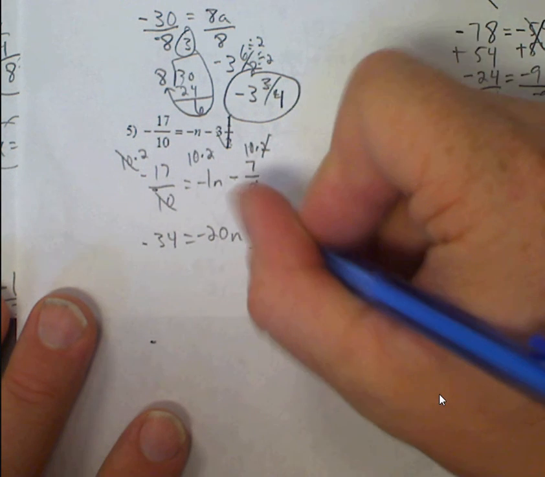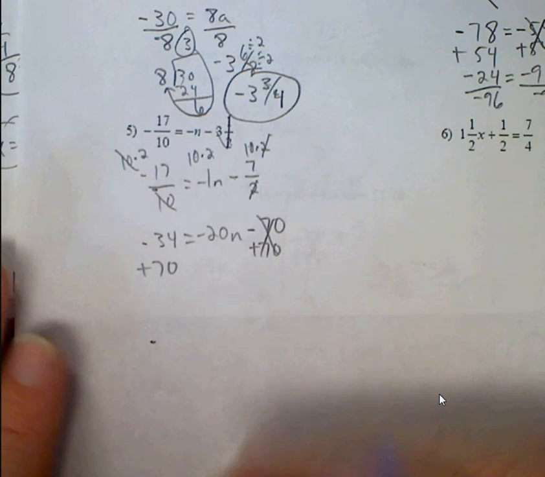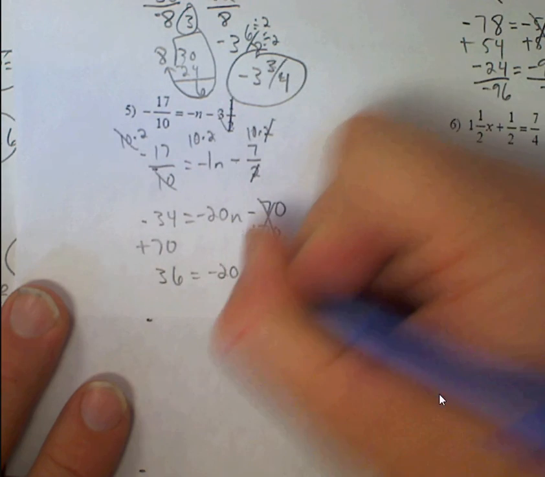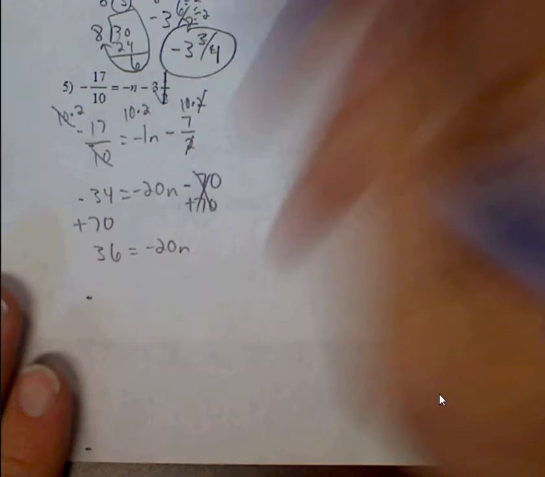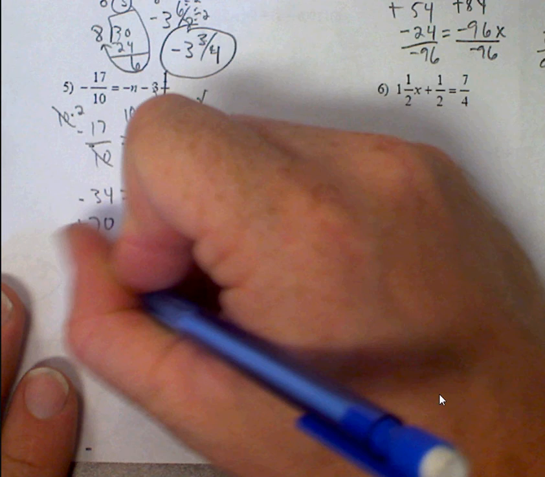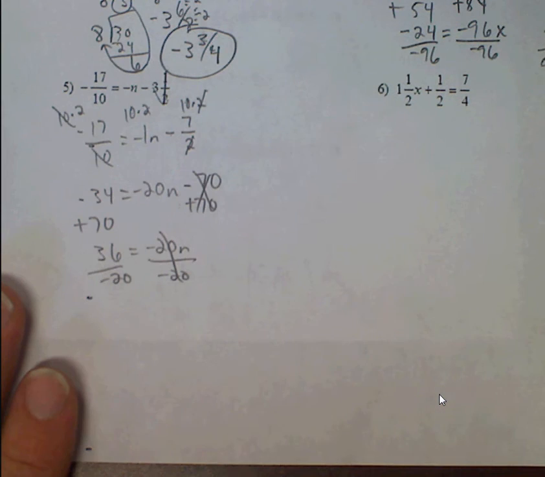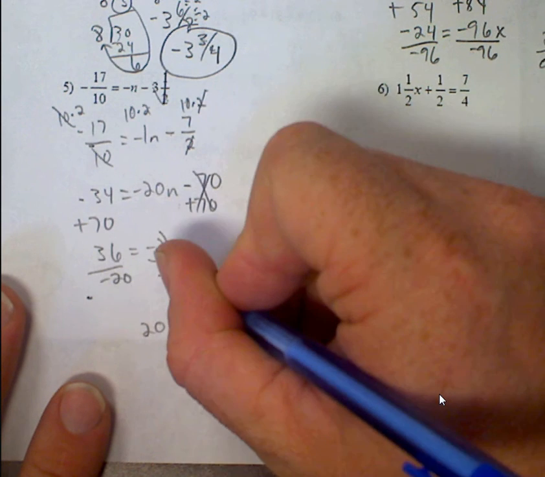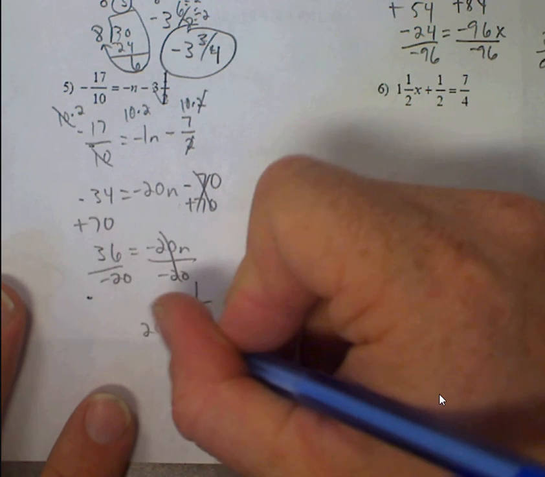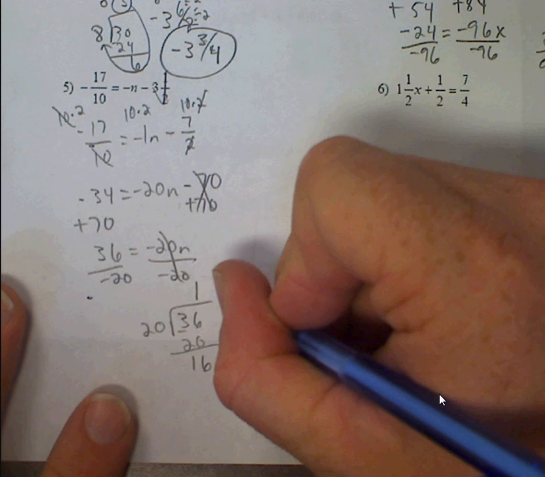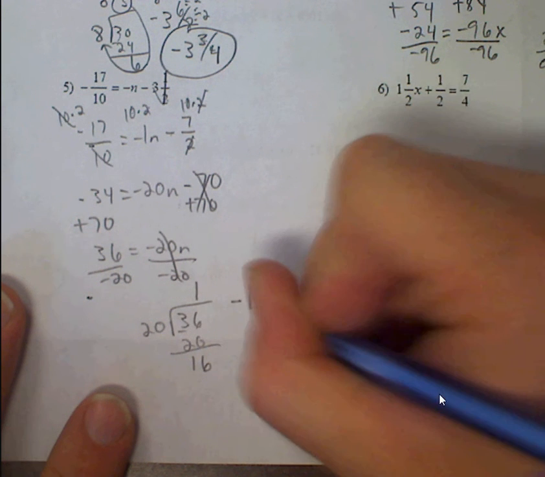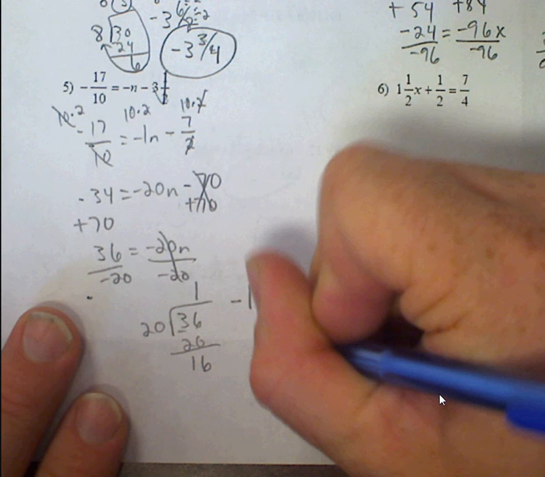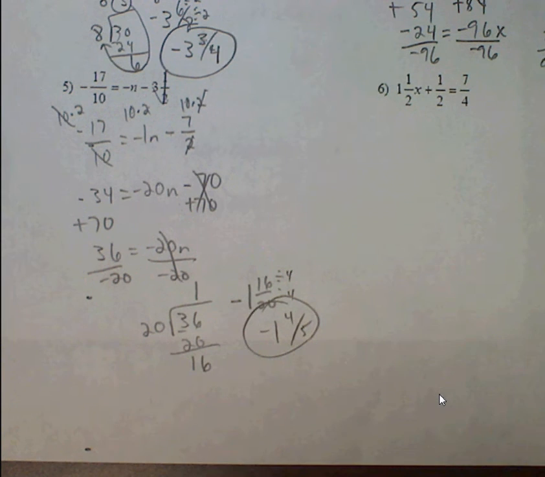Get rid of my constant. Add 70, add 70. That gives me 36 equals negative 20n. Divide by negative 20. My top number is bigger. So 20 goes into 36 once. 20 left over, 16. Negative 1 and 16 over 20. I can reduce by 4. Negative 1 and 4/5 is my final answer.